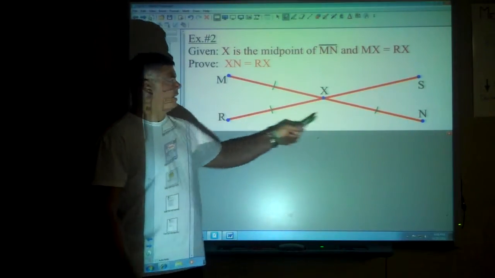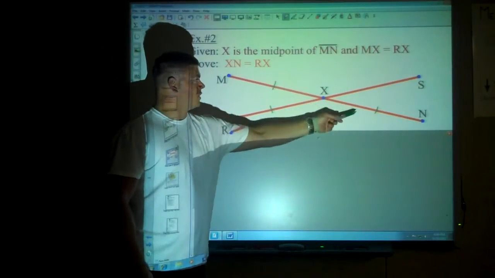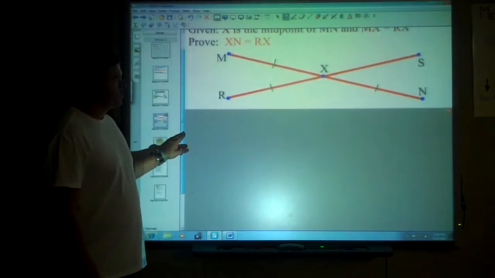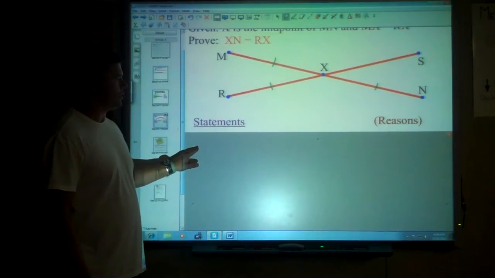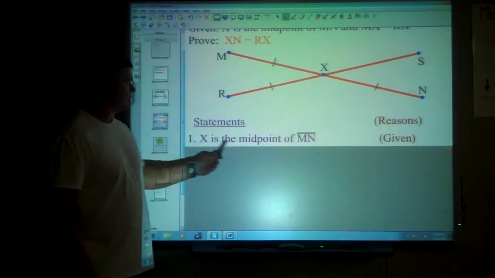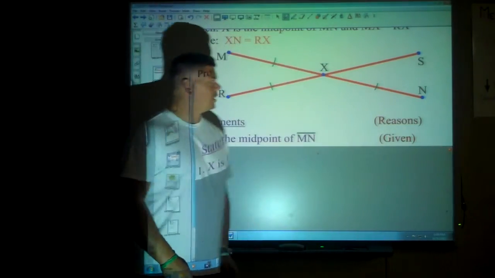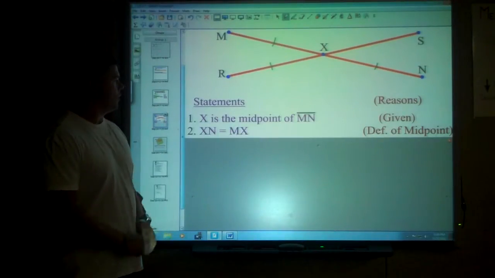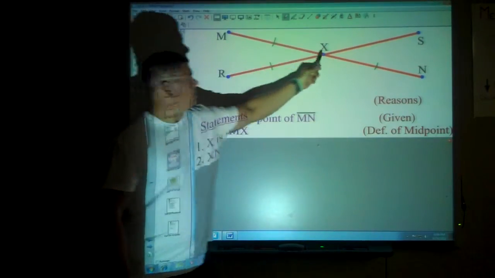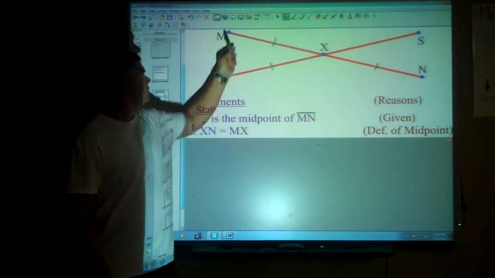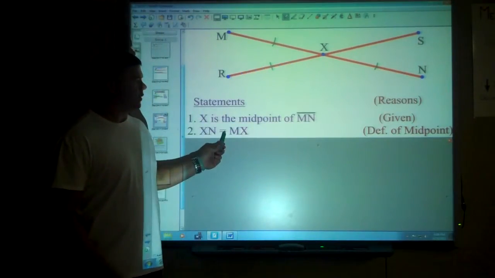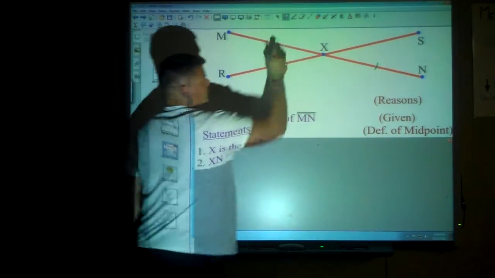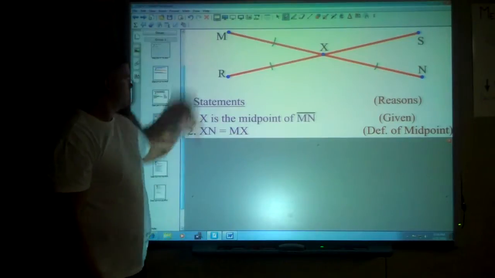Now we already just talked about how the fact that that's the midpoint, so those two are the same, and then these two are the same because that's given. But we've got to be able to give it a logical argument. So of course we'll start with statements and reasons. And our first one is X is the midpoint of MN, which is given. We know that. What does that tell us? Now that we know that that is the midpoint, we know that XN, which is from here to here, and MX, which is here to here, are going to be equal to each other. And we know that because the definition of a midpoint tells us when it's in the middle, both sides are exactly the same length. Okay, so we're on our way.